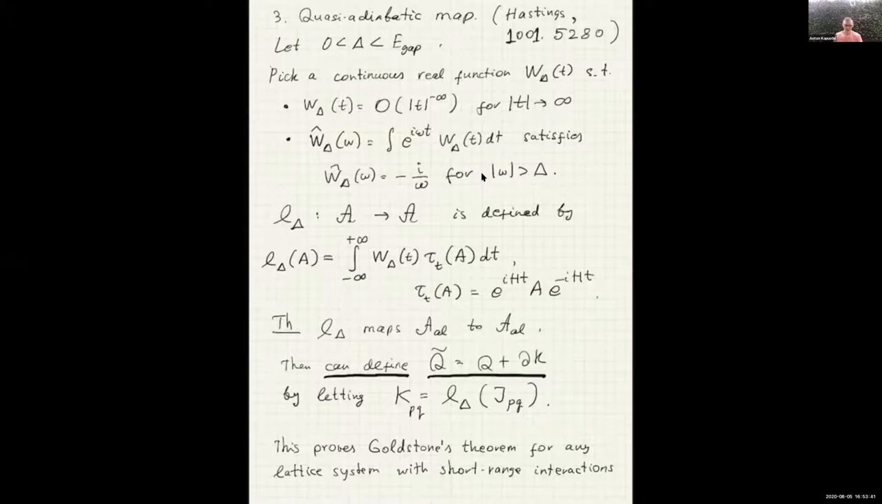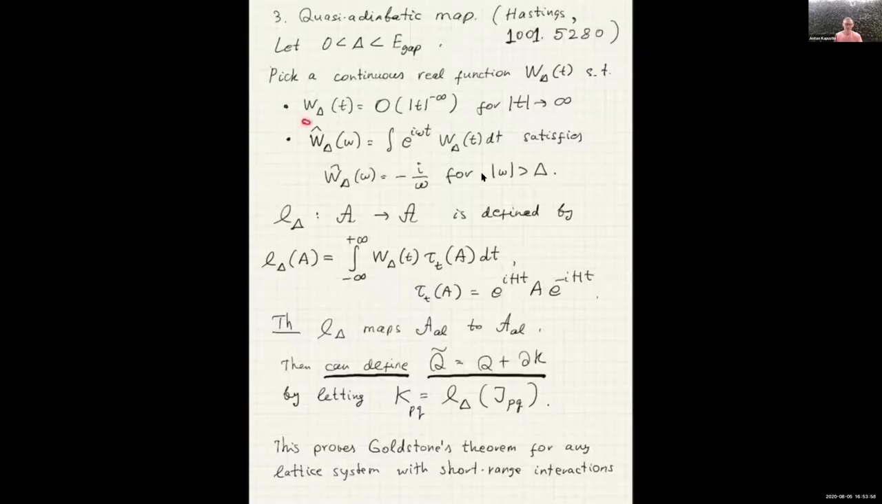So this map is in fact as follows. It only works for gapped systems. So there is the following. First, you fix some number delta, which is between 0 and the gap of the Hamiltonian. Then you pick some function, doesn't matter which one, which satisfies the following conditions.